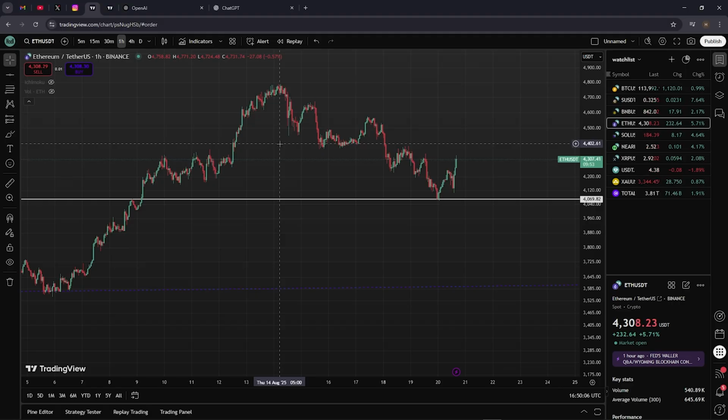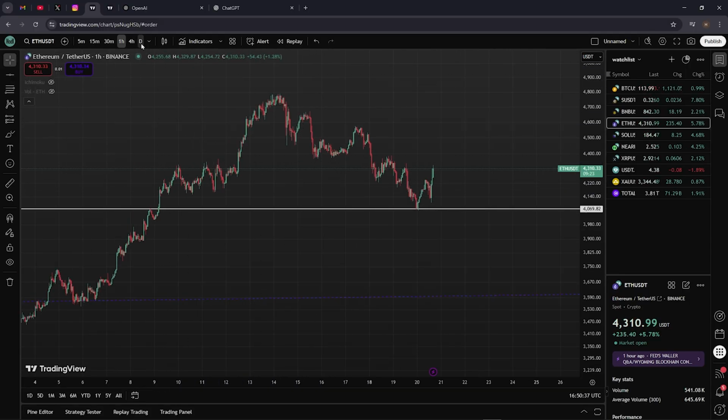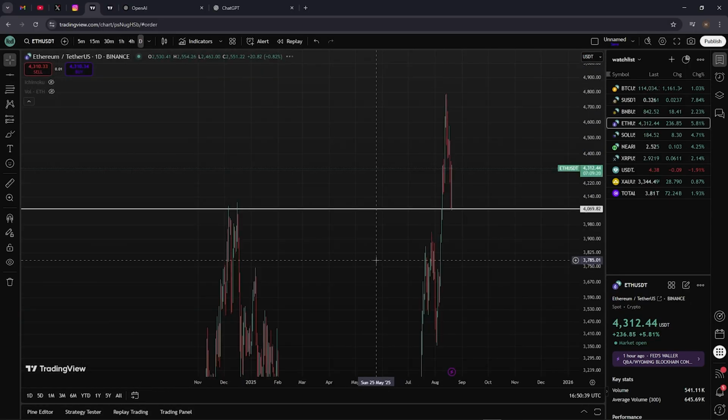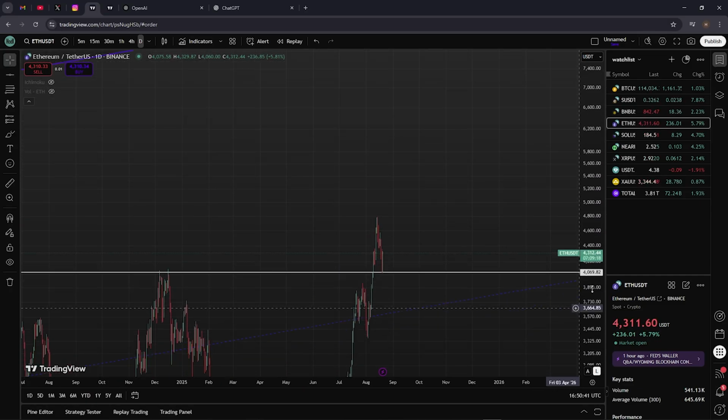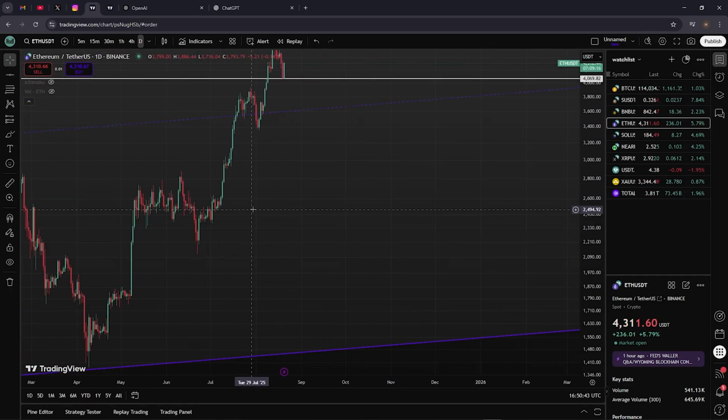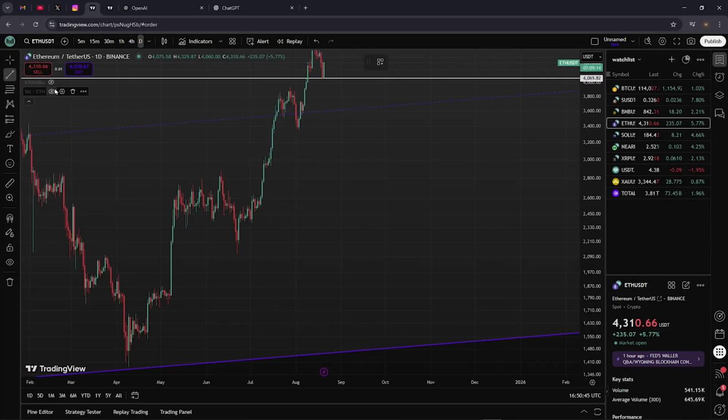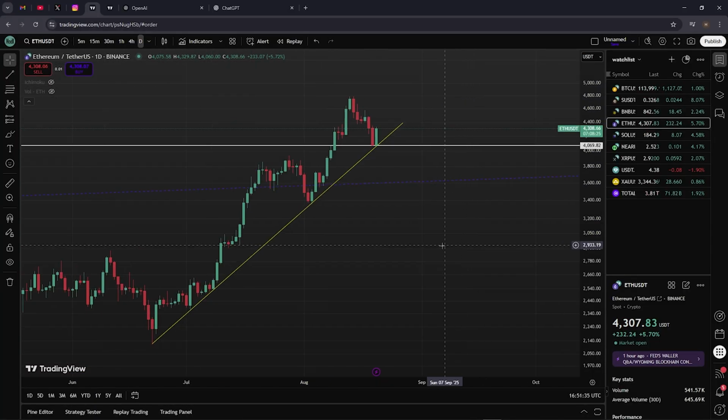And if we look at the correction closely, we can see that this move here has been a lot slower than the move to the upside, and it really struggles to go towards the downside. Also, we can see that it's respected this dynamic trend line coming from about $2,000, this dynamic trend line.